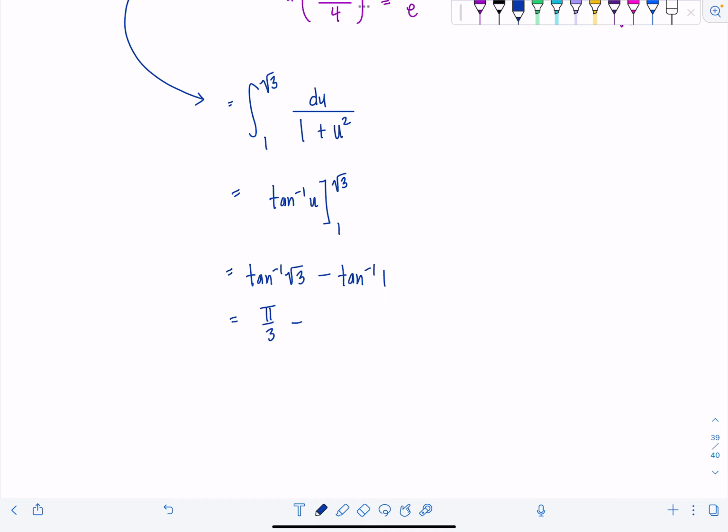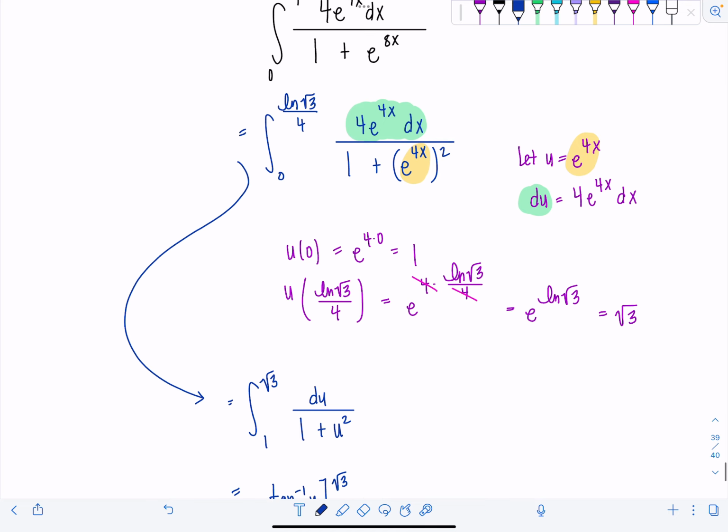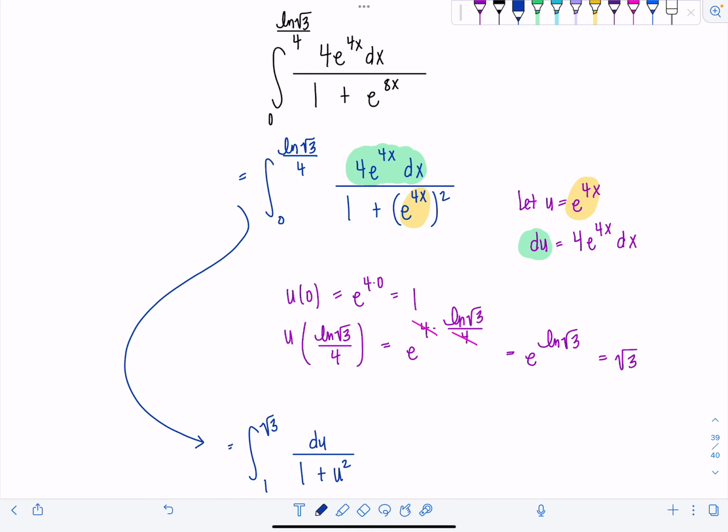When are sine and cosine the same in magnitude and sign? Oh, at pi over 4. And then pi over 3 minus pi over 4, common denominator is 12. This is pi over 12. Isn't that cute and pleasant? It looks much uglier when you first take a look at it, but then it all comes together so nicely. It was written with great care.